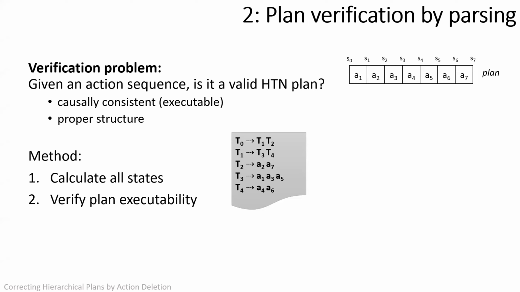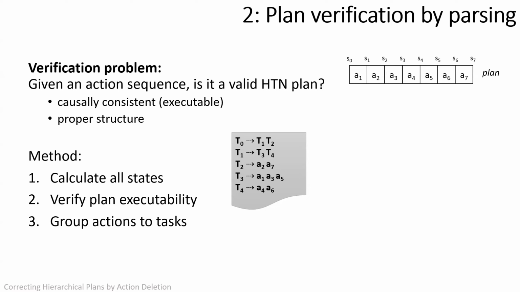Then we can verify plan executability. Here what we do is we check the preconditions of each action, and we look at the state immediately preceding the action. So for example, if I want to check whether the preconditions of action A3 are correct, we will simply look at the state S2 because it's right before action A3, and we check whether the preconditions are part of the state. And then we group actions into tasks.